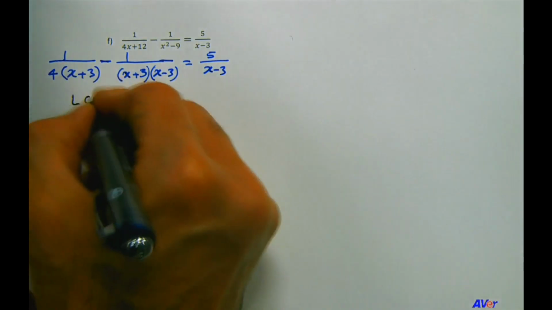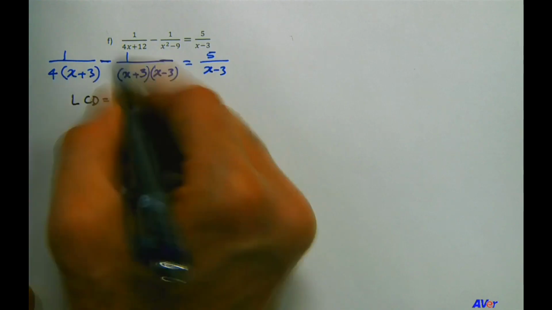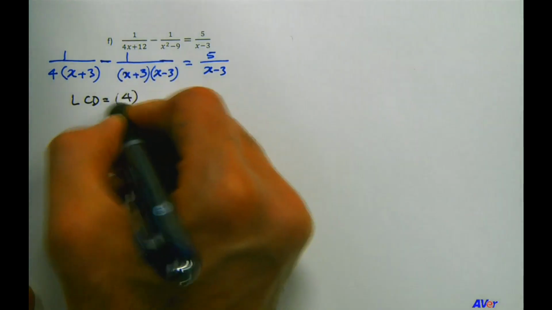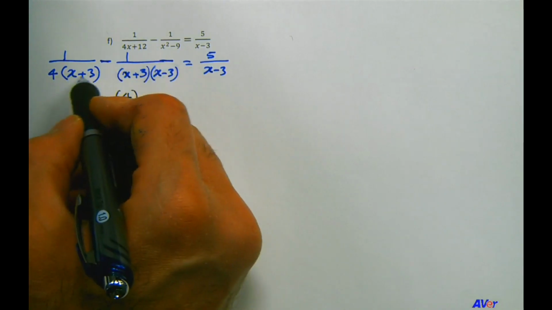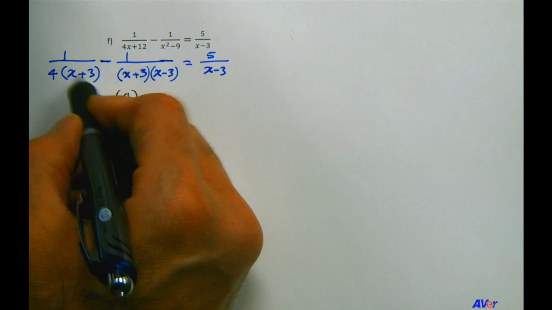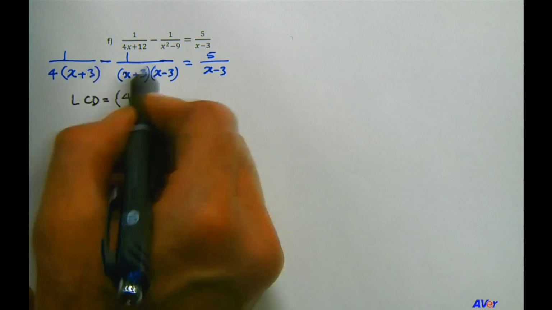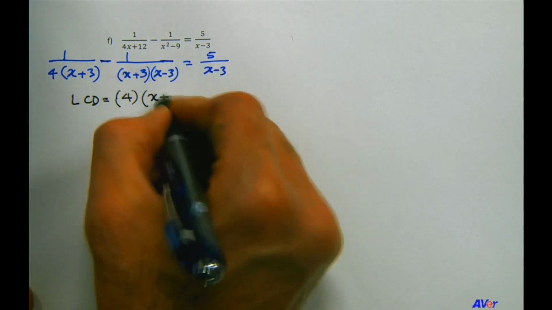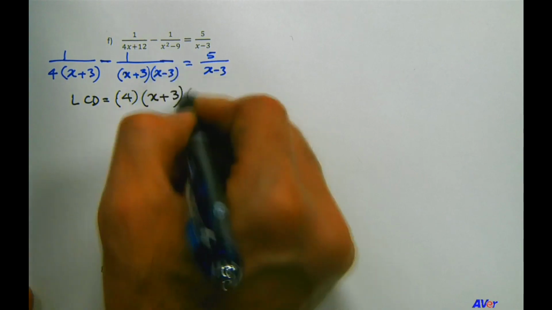The LCD must include each of these factors in the highest power it appears. So 4, it just happens here, 4, right? X plus 3 is x plus 3. Does x plus 3 have any higher power anywhere else? No. It's got a power 1 here, power 1 there. So we have to include it to power 1, or the first power. X minus 3, the same. X minus 3. So that is our LCD.